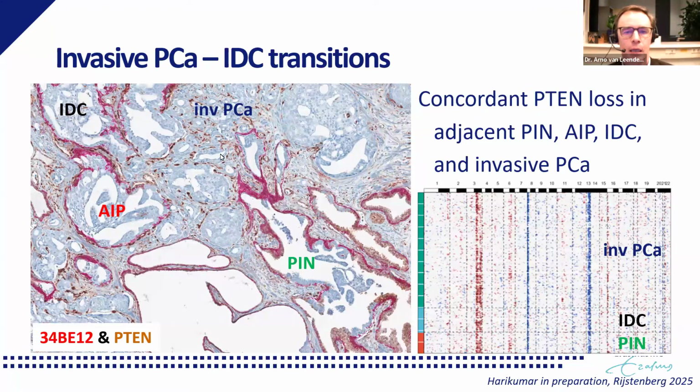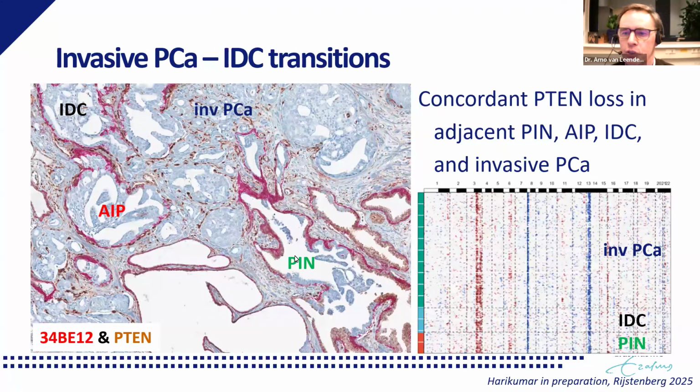So this was a combined staining of basal cells, which are red, and PTEN. PTEN is usually brown, but it is lost in IDC, invasive cancer, and AIP. So often when you have these lesions together, they also have the same PTEN expression profile, generally loss. We know IDC is closely related to PTEN loss, but for instance, also look here on this side at the PIN lesion. You can see the PIN lesion also has loss of PTEN there.